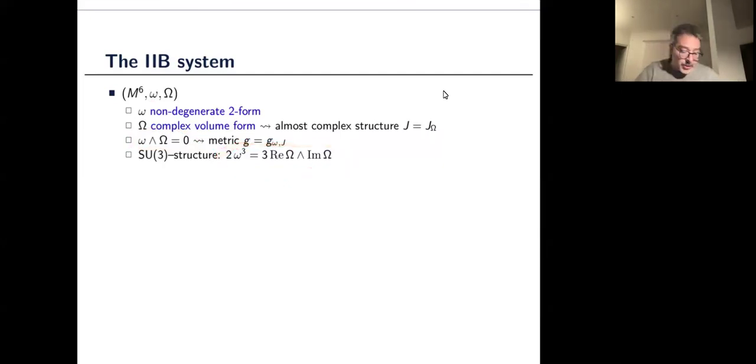It's convenient to start with just this pair of differential forms, but the complex volume form automatically determines an almost complex structure J, and the condition says that little omega is of type (1,1) with respect to J. So I also have a metric g that is induced by the SU(3) structure.